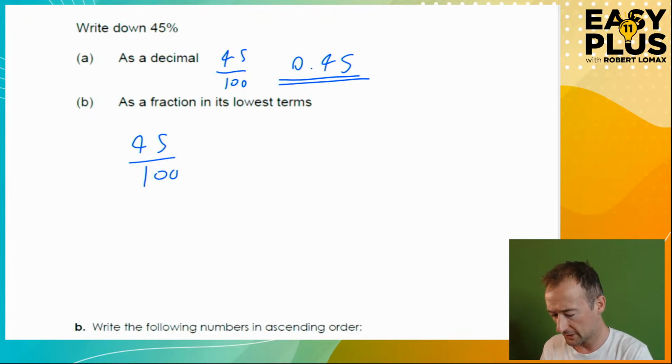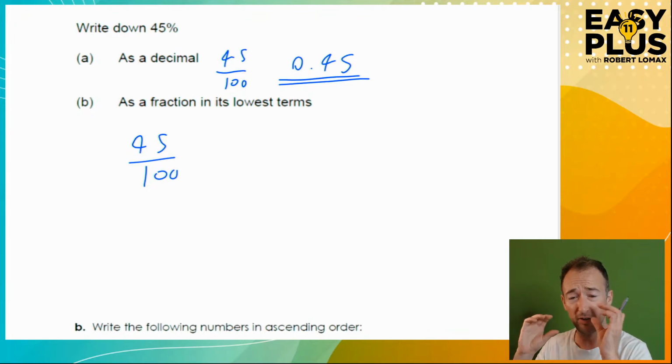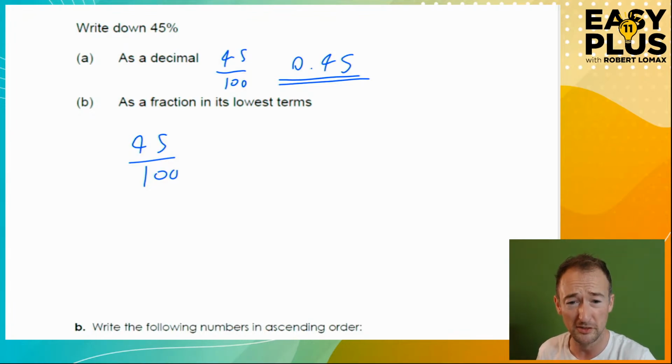So 45 out of 100, how do we find its lowest terms? We have to cancel it down. We have to reduce it. And we do that by finding a number that goes into the top and the bottom, the numerator and the denominator. What goes into 45 and 100? Well, one ends in 5 and one ends in 0, so it's no surprise that both of these numbers divide by 5. How many 5s are there in 45?